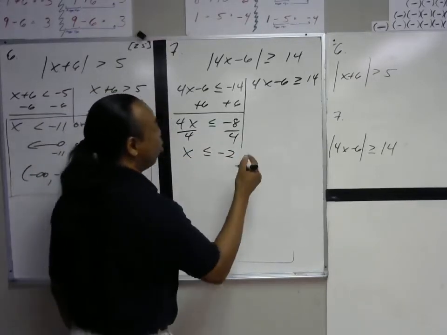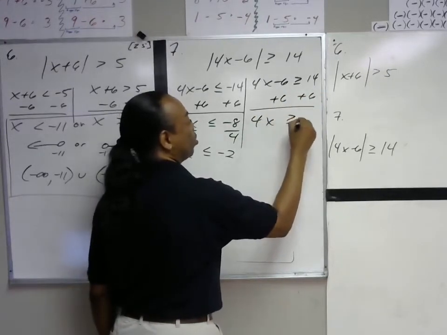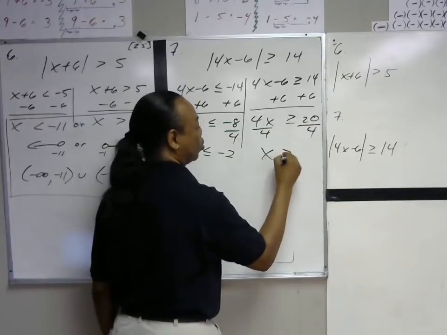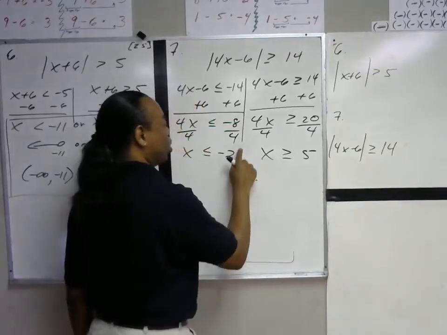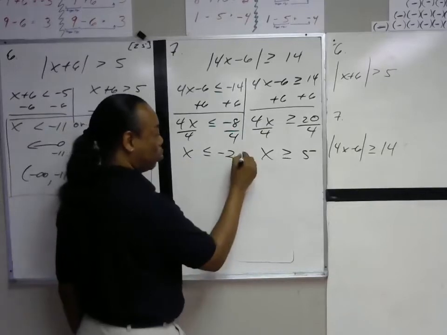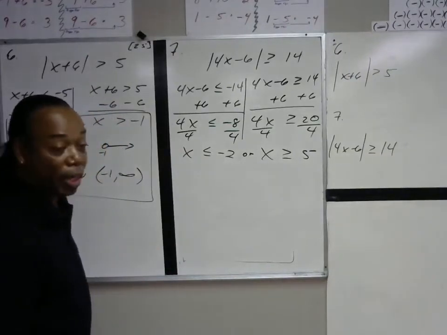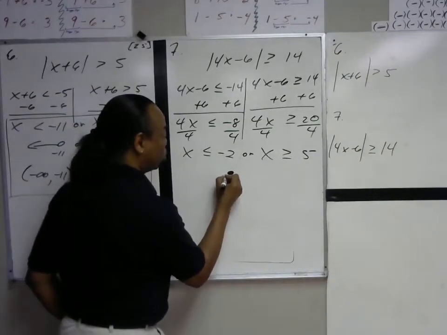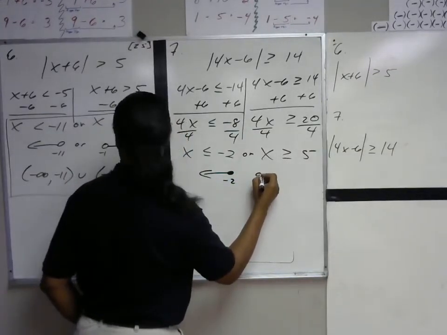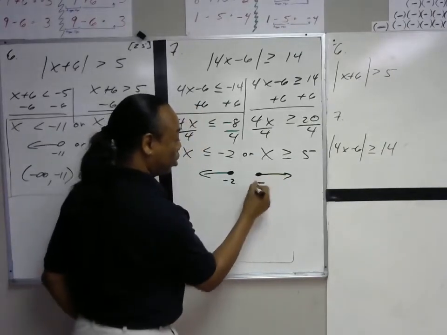Over here, I'll add 6 to both sides. I'll get 4x is greater than or equal to 20. And then divide both sides by 4. I'll get x is greater than or equal to 5. So these are my two answers. X is either less than or equal to -2, or x is greater than or equal to 5. So what does that look like on a graph? That's a closed circle at -2 going to the left, and a closed circle at 5 going to the right. Sorry, closed circle, my fault. It's a closed circle.